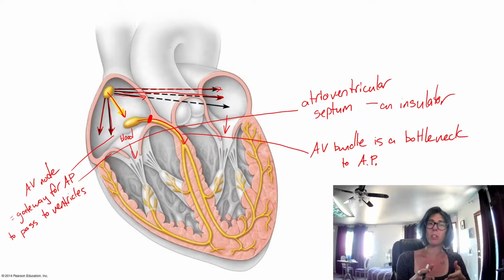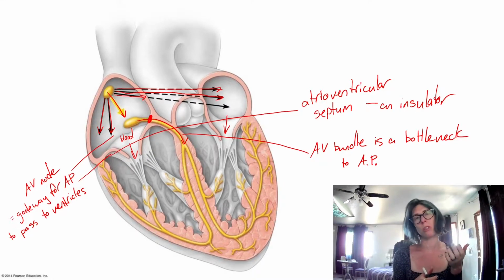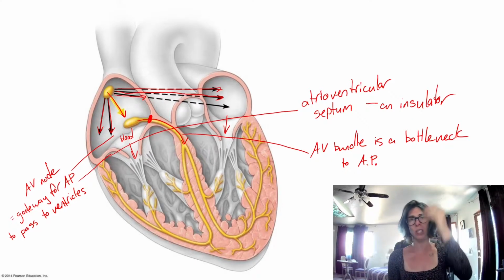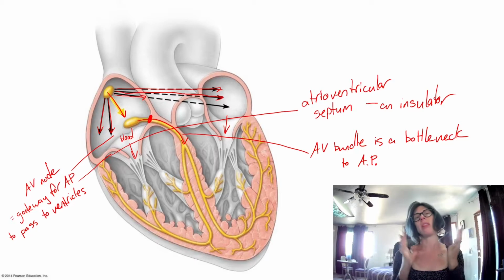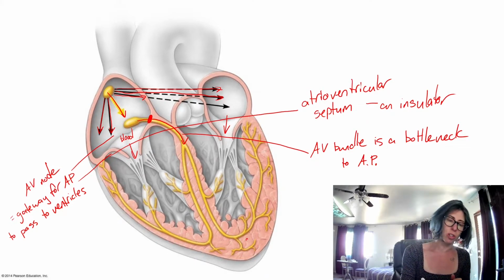And that's important too, because you don't want the atria and the ventricles contracting at the same time. You want a more coordinated movement, atria then ventricles, atria then ventricles. This makes sure the blood goes down and out, down and out. So the bottleneck causes a slowdown, the atria start to relax, and then the ventricles contract. And the contraction starts in the apex and moves upwards.